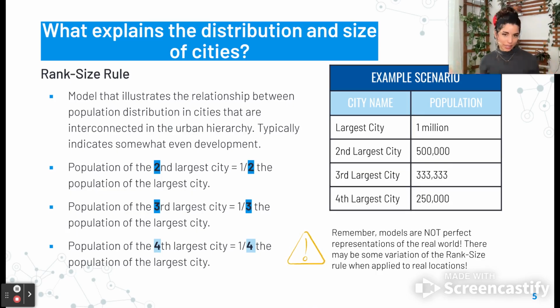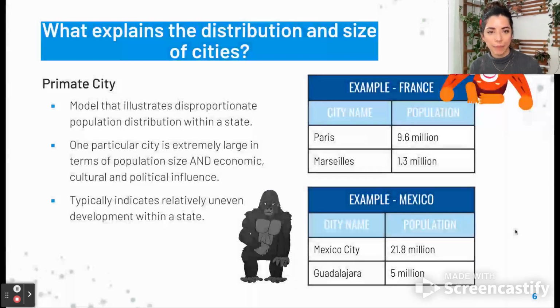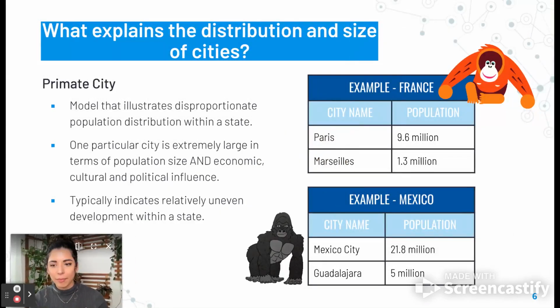So, for example, let's say we have the largest city in a country at 1 million people. According to the rank size rule, the second largest city will be 500,000, the third largest 330,000, fourth largest 250,000, and so on. So again, these are not perfect, but these are just general rules, or common things that we see happen.